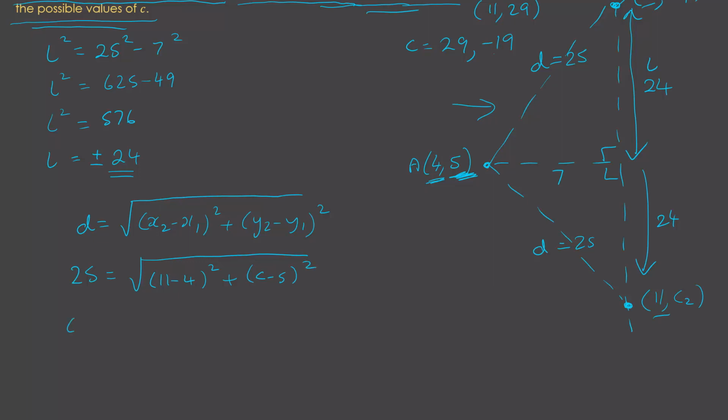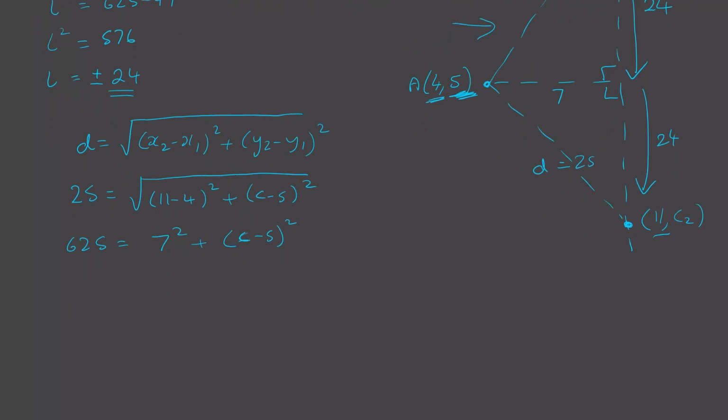Squaring both sides gives me 625 is equal to (11 take away 4), so that's 7 squared, plus (C minus 5) squared. And 625 take away 49, we did that earlier. So we've got 576 is equal to (C minus 5) squared. And therefore C minus 5 is going to be plus or minus 24. So plus or minus the square root of this one.